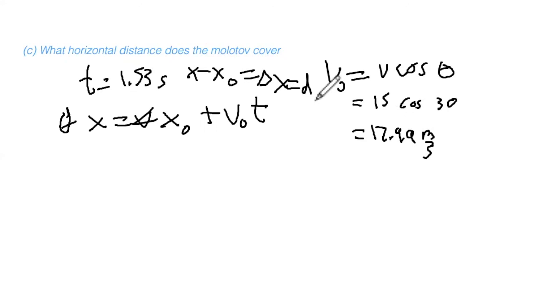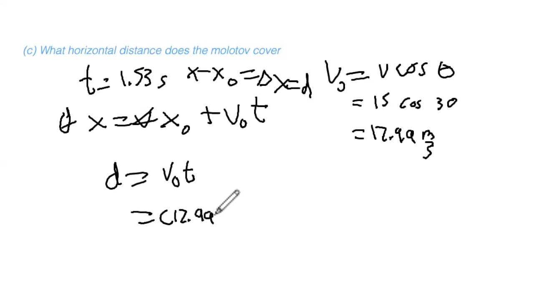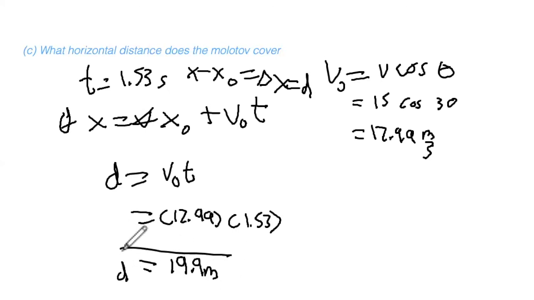So we know that x minus x0 is going to be the change in x, or just d, the distance that the Molotov will cover horizontally. So d is going to be equal to the initial velocity in the horizontal direction times time. Let's plug our numbers in. Your answer is going to be 19.9 meters. So the total horizontal distance that the Molotov covers will be 19.9 meters. And the time it takes for it to do that is 1.53 seconds.